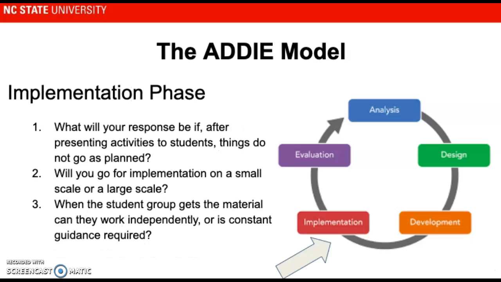The implementation phase. Once you have completed your course and you are satisfied that it is fully tested, it's time to share it with the learner. The decisions made in the design phase will influence how this is actually carried out. The following are examples of what can be determined. What will your response be if, after presenting activities to the students, things do not go as planned? Will you go for implementation on a small scale or a large scale? When the student group gets the material, can they work independently or is constant guidance required?